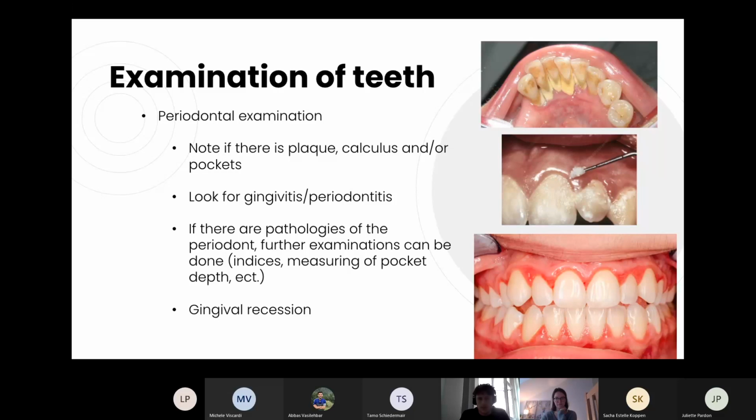Look for gingivitis, look for gingival recession, and make yourself a picture of the general oral hygiene of the patient. And if it's bad, then educate the patient that they should brush their teeth better, and maybe even show them how to properly brush the teeth or how to use floss or interdental brushes. But it's important to also write this down in the examination paper. And next slide.